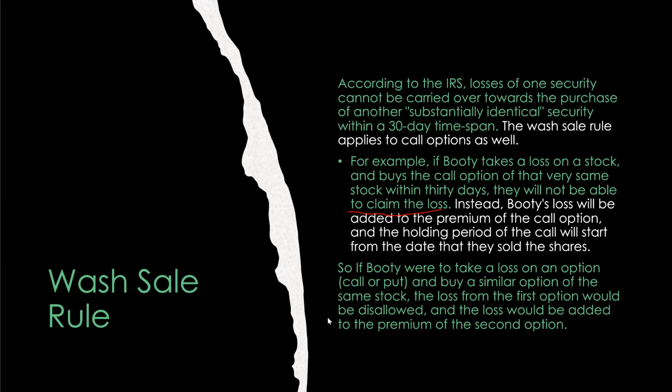So if Booty were to take a loss on an option and buy a similar option of the same stock, the loss from the first option is disallowed. And the loss would be added to the premium of the second option. That's the wash sale rule. So when you take a loser, you roll out your option, roll out your play to a further expiration date on the same underlying, you've officially hit the wash sale rule.